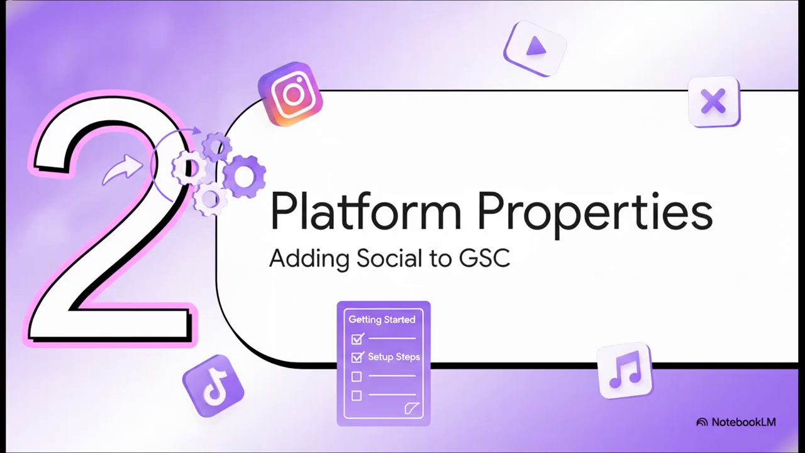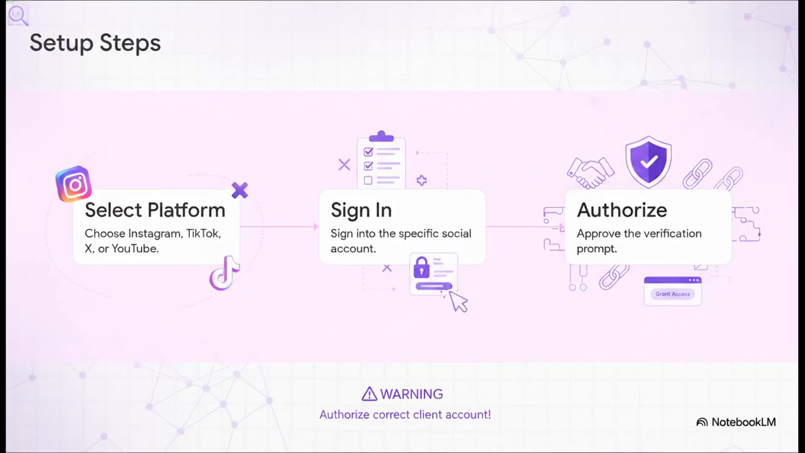Section 2. What are platform properties and adding social accounts to GSC? So the crucial point is understanding exactly what this new property type is and how you actually get it up and running for your brand. Honestly, setting this up takes maybe 15 minutes if you follow a simple checklist. Right now, it's supported for Instagram, TikTok, X, and YouTube. You just select the platform from the property selector, sign into the account, and authorize the connection.